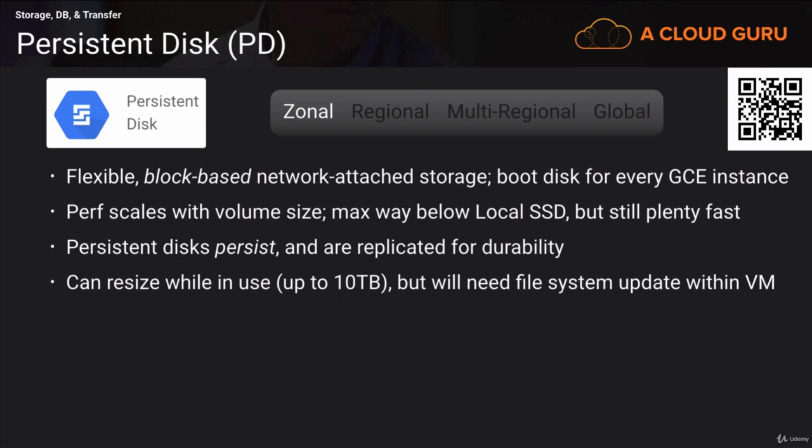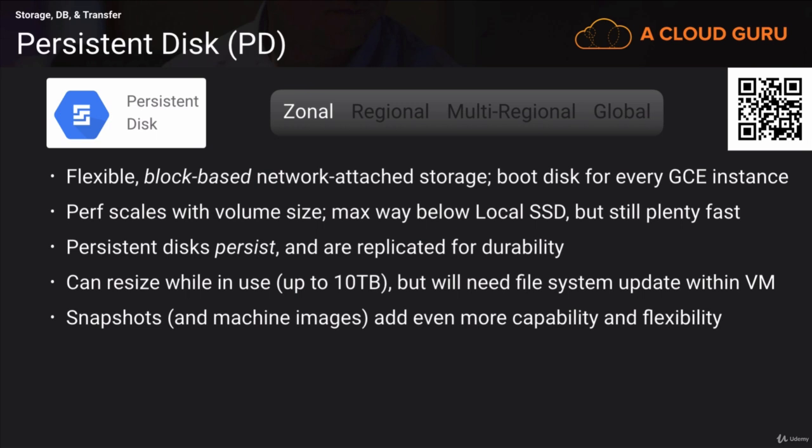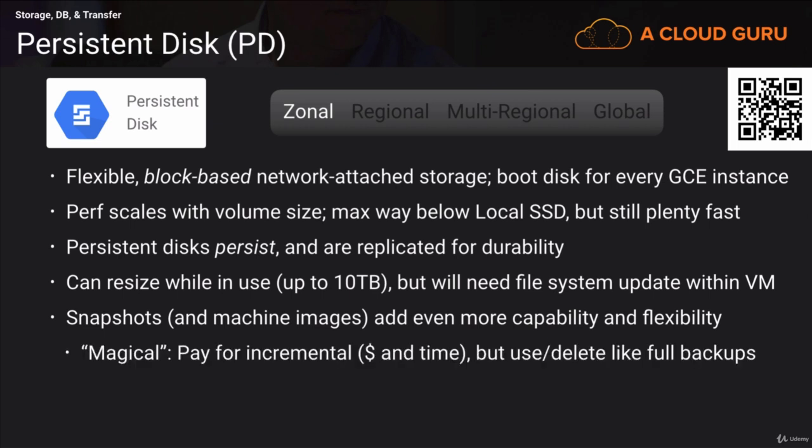Now you provision a certain size up front, but you can resize them while you're using them and make the drives quite large, but you will need to update the file system within the VM to be able to take advantage of that extra space. Now persistent disks also allow you to take snapshots and make machine images out of them, and that adds even more capability and flexibility. Now these snapshots are what you might call magical.